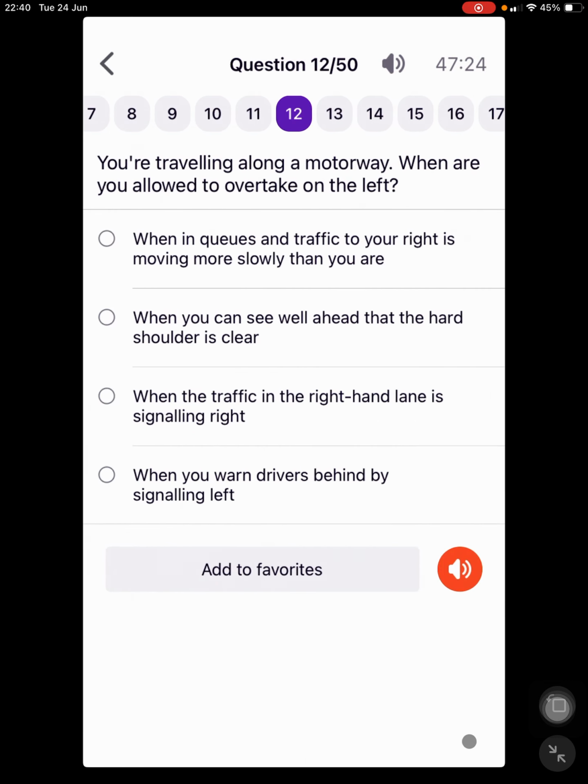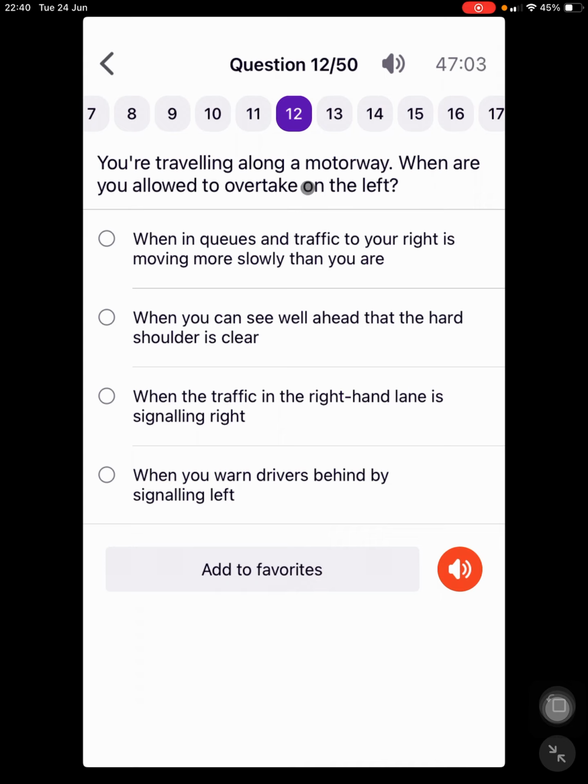You're traveling along a motorway. When are you allowed to overtake on the left? When in queues and traffic to your right is moving more slowly than you are. When you can see well ahead that the hard shoulder is clear. When the traffic in the right-hand lane is signaling right. When you warn drivers behind by signaling left.